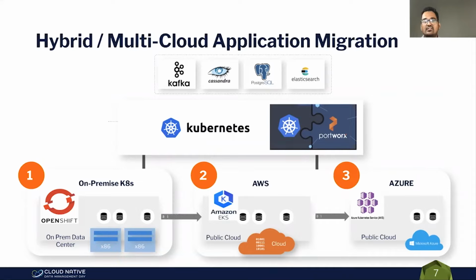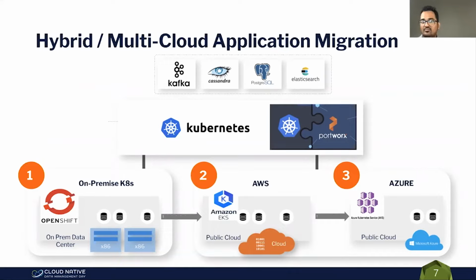You can run any stateful service, any data service on your Kubernetes cluster running on Portworx, and you can be running on any flavor of Kubernetes. So you can be running on OpenShift, which is what we'll cover in this demo, but you can be running on Tanzu and you want to move to Amazon EKS, or you might be running on Azure AKS and you want to move to Google GKE. All of those scenarios are supported by PX Migrate.